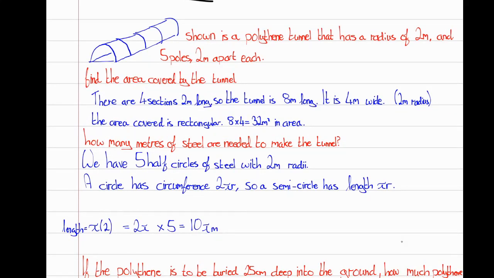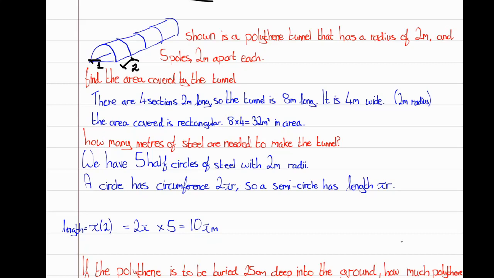Our next example here is a polythene tunnel. Let's say it has a radius of 2 meters and 5 poles here to here that are 2 meters apart. So there's our radius and our length. There's 4 sections, 2 meters long, and the tunnel is, as a result, 8 meters long. We have 2 radii will give the width of the tunnel, so it's 4 meters wide. So then the area covered is rectangular. Simple as that. All we have to do then is multiply length by width, so 8 by 4, 32 meters squared.